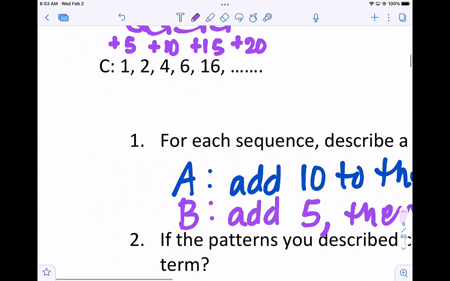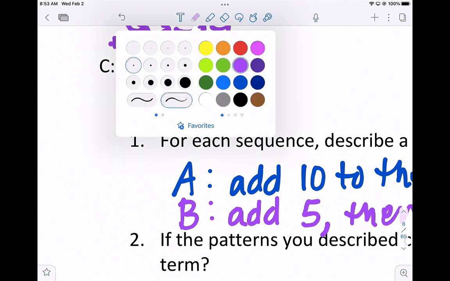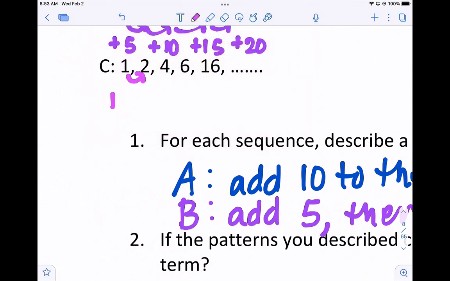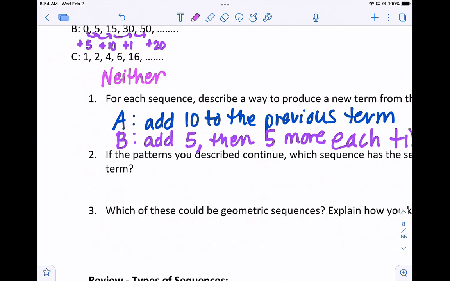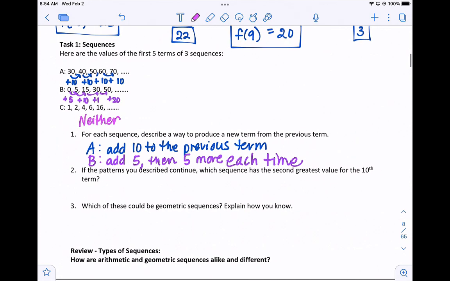And then C, if we look at this adding thing, I don't think adding works, but we can try it. So this is adding 1, adding 2, adding 2, adding 10. So it doesn't look like there's a pattern with adding. Let's try multiplying. This would be times 2. This would be times 2. This would be times 1.5. So this one looks like a neither, arithmetic or geometric.